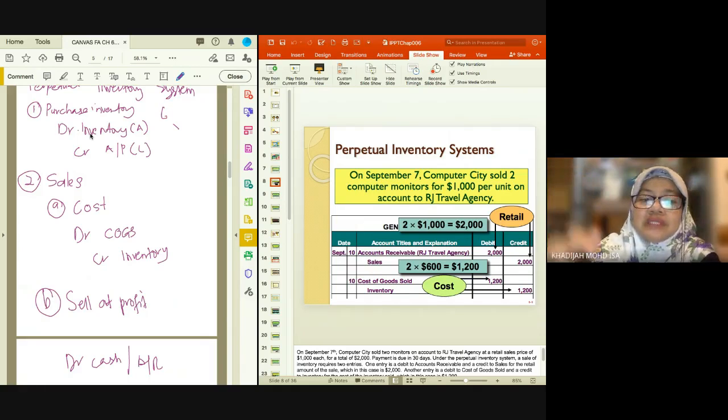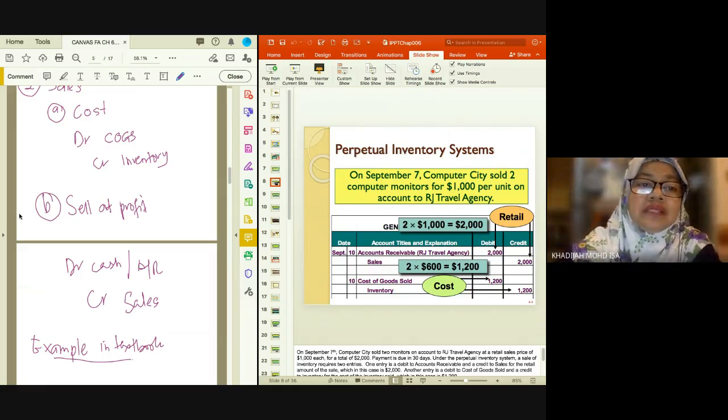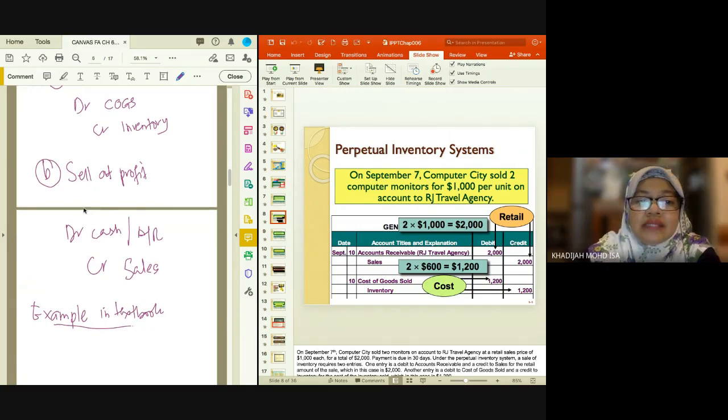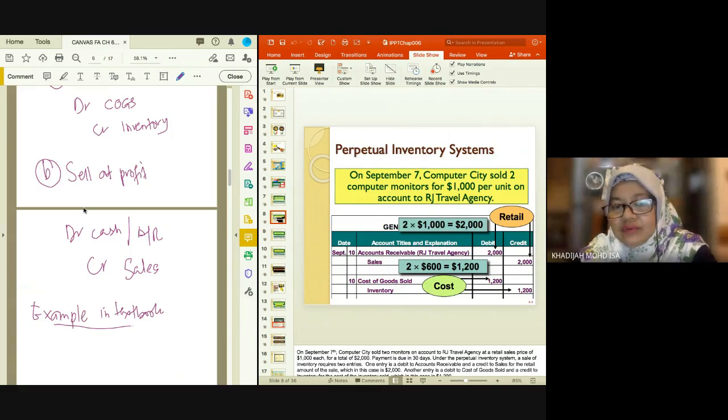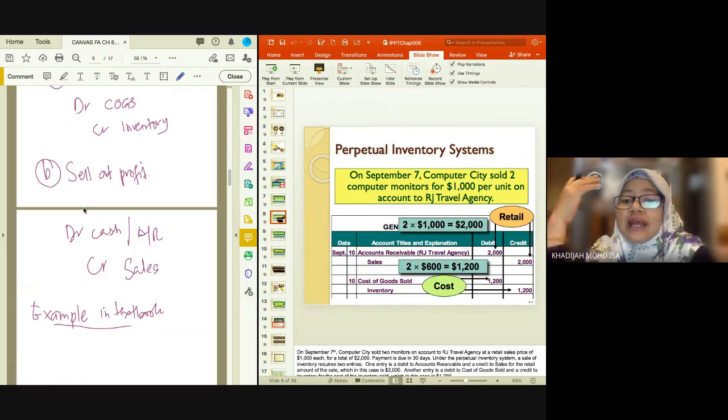But under the perpetual system, there is another transaction you have to do. That's why there are A and B. The second one is that you have to record the sales itself, because sales is not at cost. When you sell, you must sell at a profit, so we call it the selling price. In this case, you sell at 1,000 per unit, so the sales is 1,000 times 2, which is 2,000.